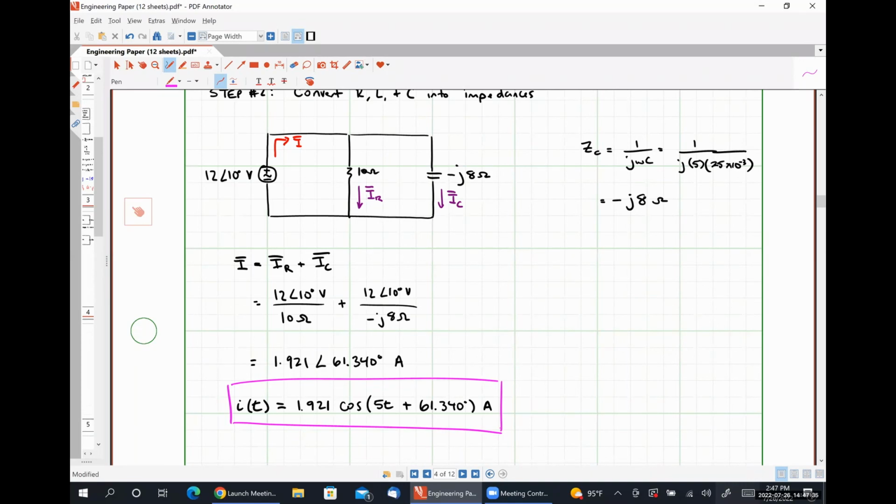Ohm's law, Kirchhoff's current law, Kirchhoff's voltage law, source transformations, source combinations, nodal analysis, mesh analysis. All of these are fair game for doing circuit analysis in the frequency domain, as long as we take care of these first two simple steps first. Okay.